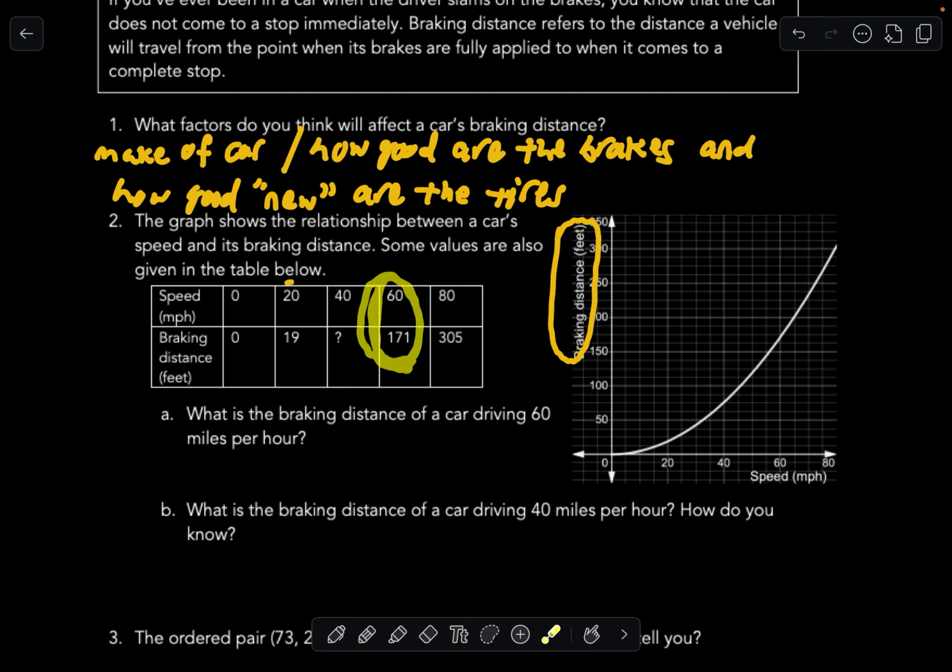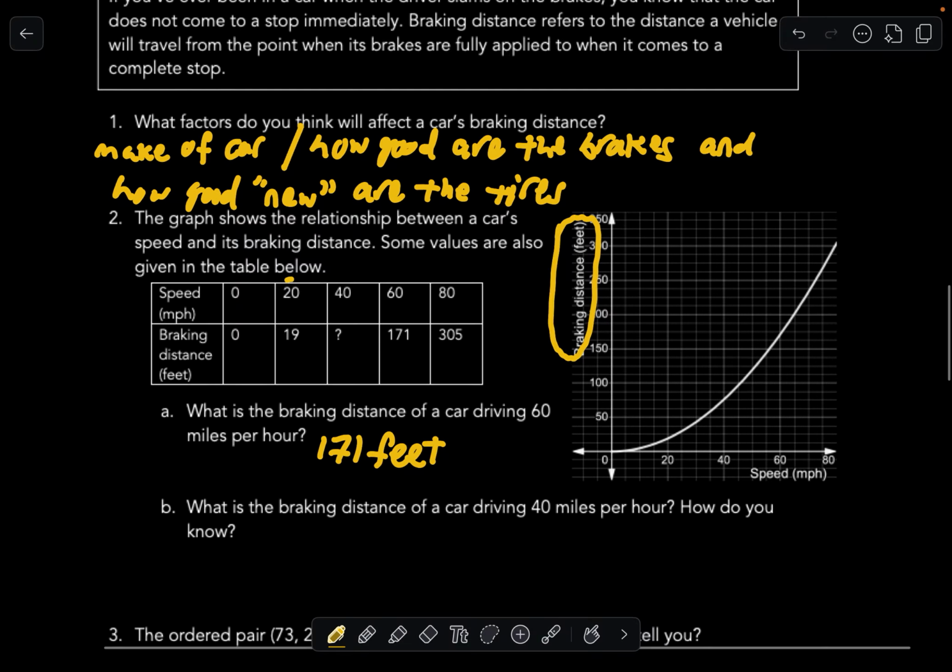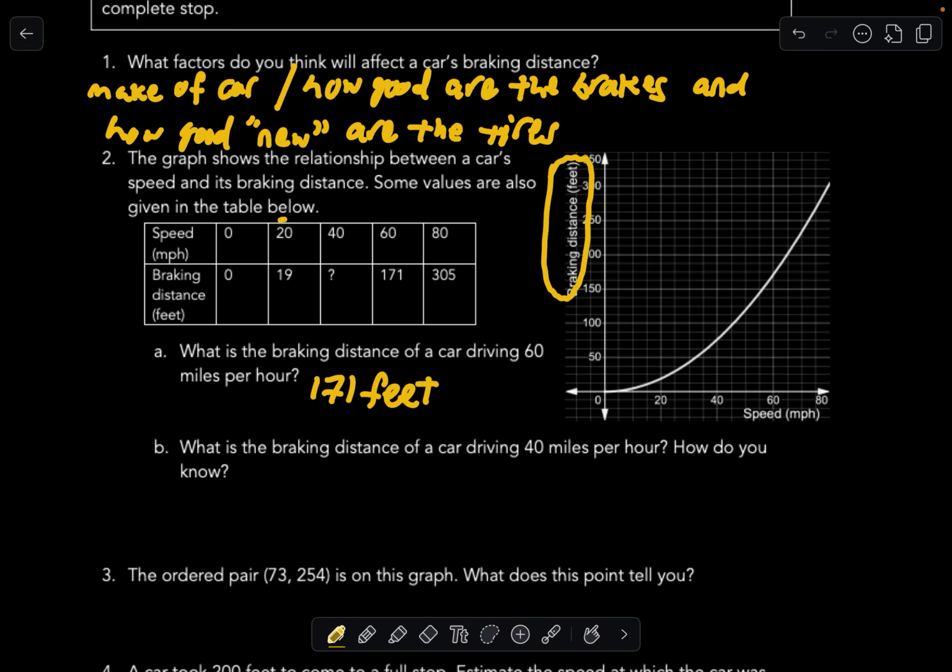So when you're going 60 miles per hour, the table says that your stopping distance is 171 feet. So what is the braking distance of a car traveling 40 miles per hour? Notice 40 is not given to you on the table, so let's go over to the graph. And you see at 40, we're here. So it looks like we're directly halfway between 50 and 100, so it's 75 feet.